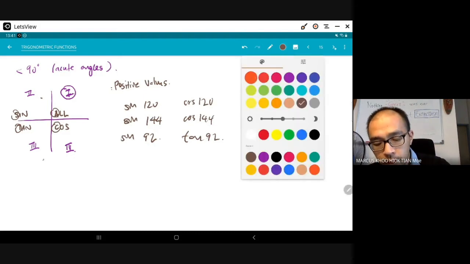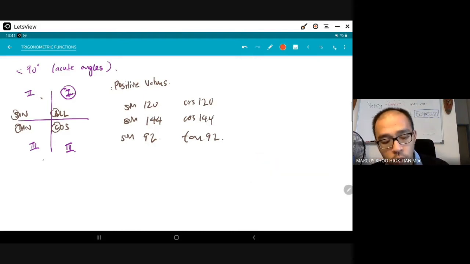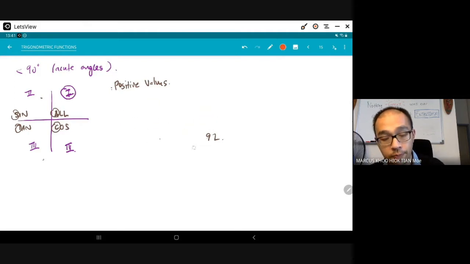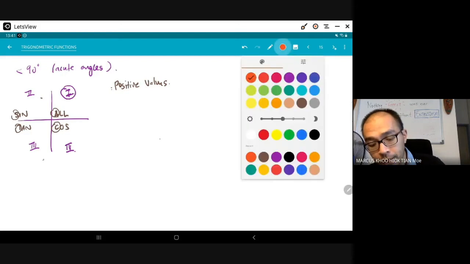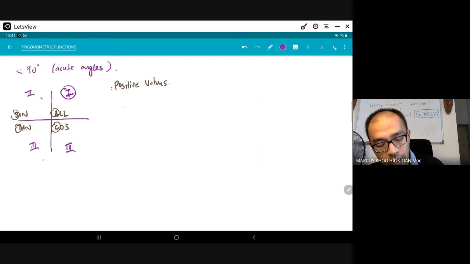So now, what do we do when I ask you to find a value that is very big? Let's say for example, I want you to find the value of cos 112.